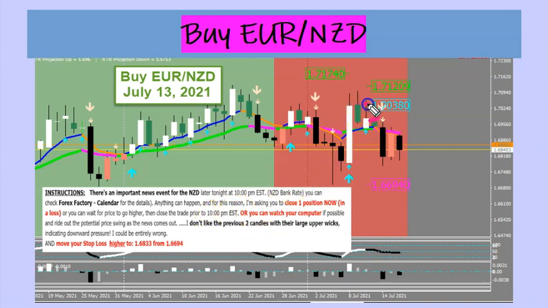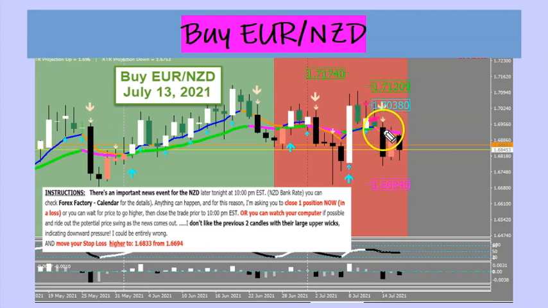Our entry was here, so we did limit our loss, guys. It wasn't a huge loss, but I had a feeling that when the news came out later on at 10 o'clock, the New Zealand dollar would strengthen based on the news, and the euro would weaken, because here we're trading the euro against the New Zealand dollar. That's what I thought would happen against the good, positive New Zealand news on the bank rate.